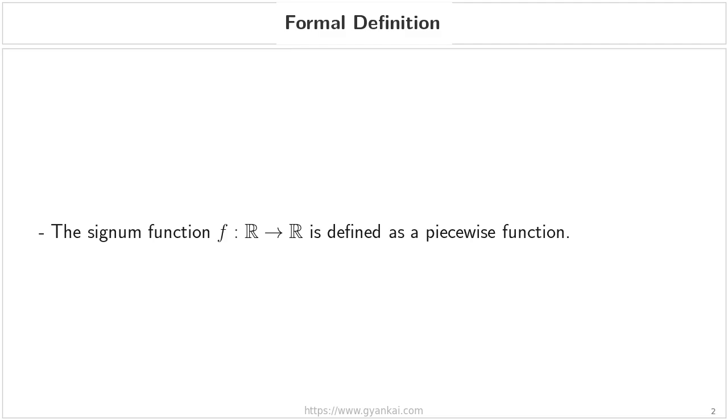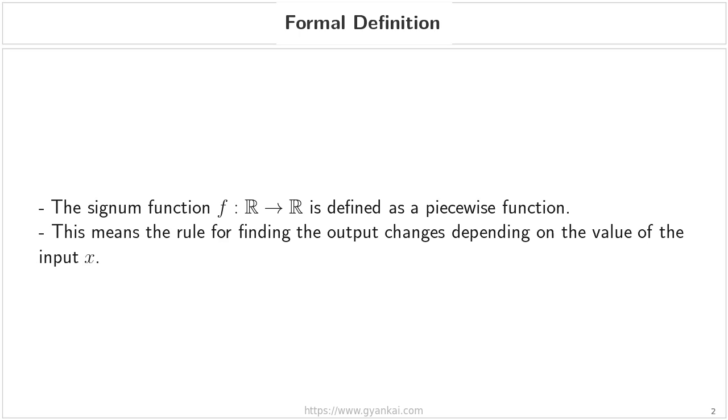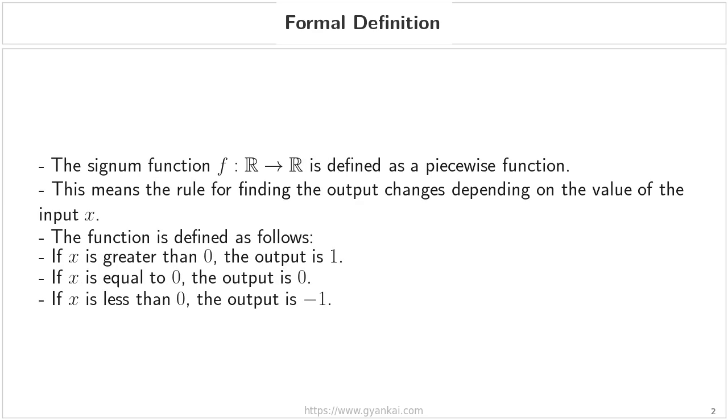Now that we understand the basic concept of the Signum function from our previous slide, that it's essentially a tool to extract the sign of a number, let's look at its formal definition. We represent the Signum function as f, mapping from the set of all real numbers to the set of all real numbers. You'll notice that we define this as a piecewise function. Now, don't let that term intimidate you. It simply means that we don't have one single rule for every number. Instead, the rule we use to find the output changes depending on which value of x we plug into the function. Let's break down these specific rules.